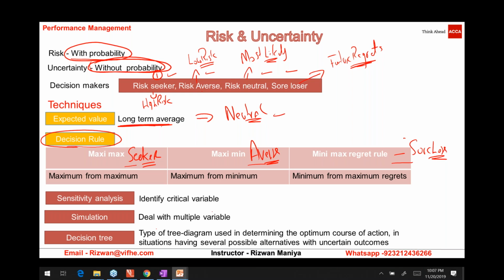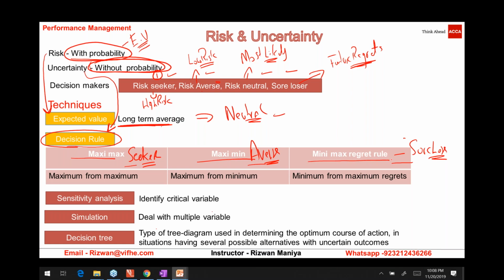Now, a very important thing. In a risky situation we use expected values. Why? Because in a risky situation we have probabilities, and EV uses probabilities. So in a risky situation we use expected value because expected value uses probabilities. In an uncertain situation we use decision rules, because in decision rules there are no probabilities. Maximax does not use probability, maximin does not use probability, minimax regret does not use probability.